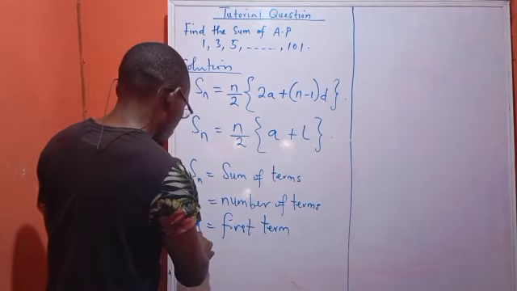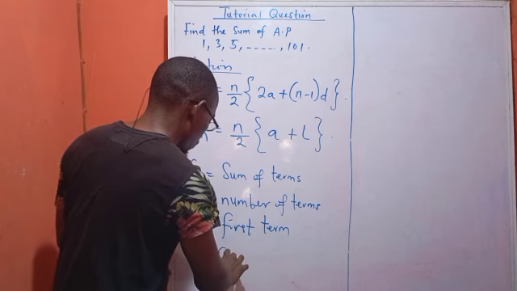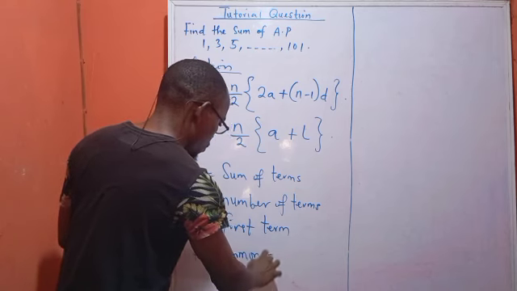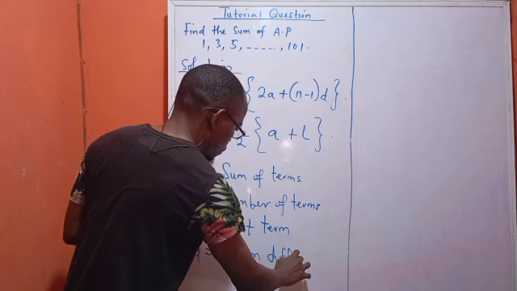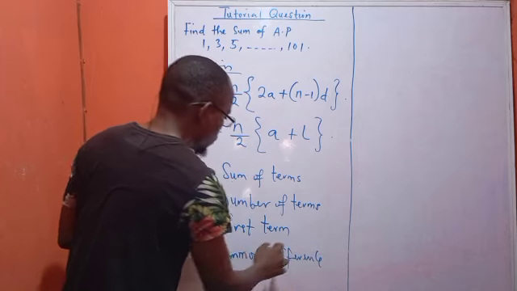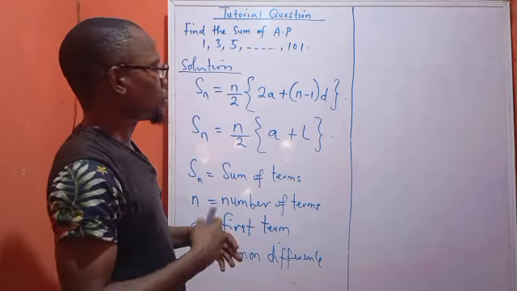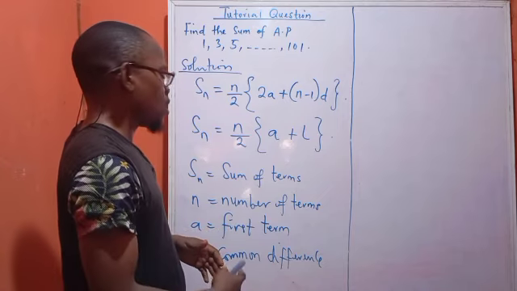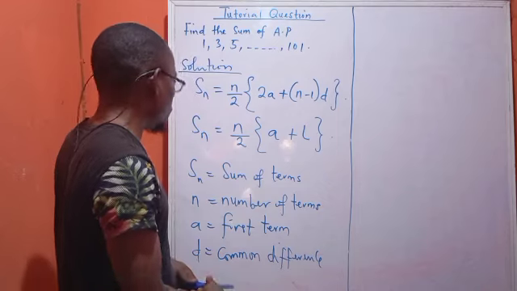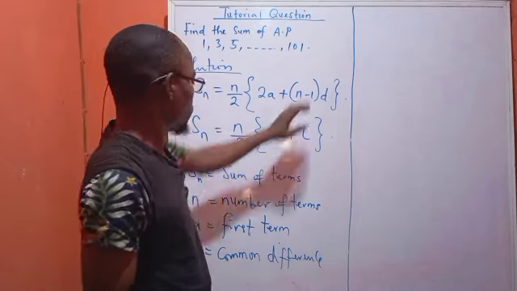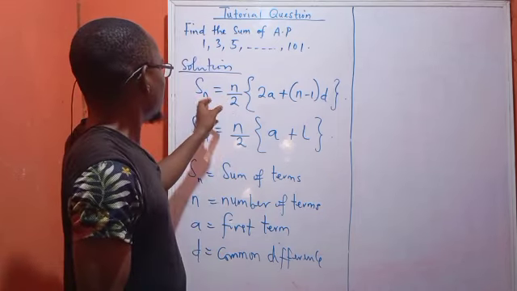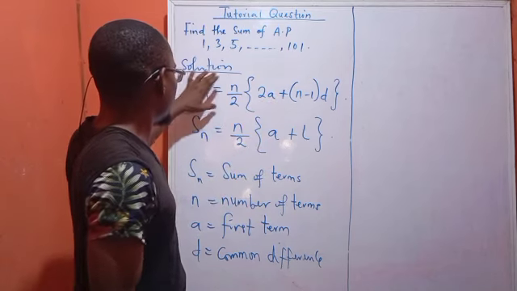Then we have d, which is what we call the common difference, which means the difference between the first term and the second term, and the difference between the second term and the third term, and so on and so forth. So that's the definition of the parameters we have for this first formula.